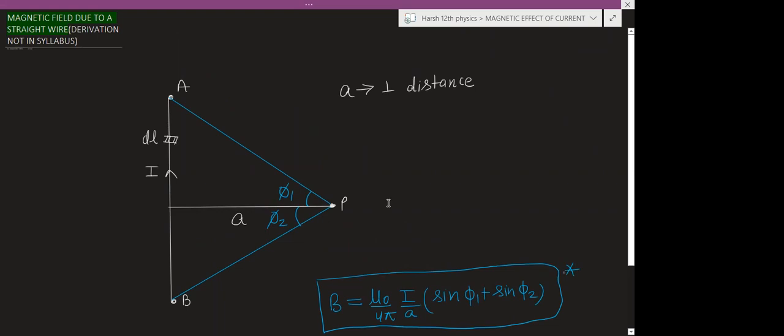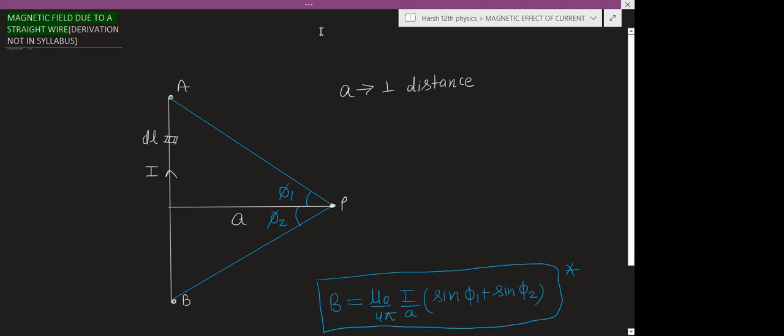And for the direction, same thing you will apply: the right hand rule. Can you tell me the direction of the magnetic field at this point due to this current carrying wire? Will it be inward or outward? At point P, it will be outwards. Just do it once again.